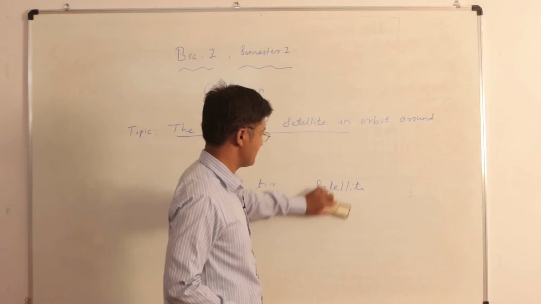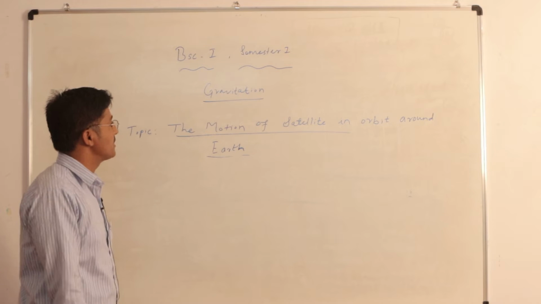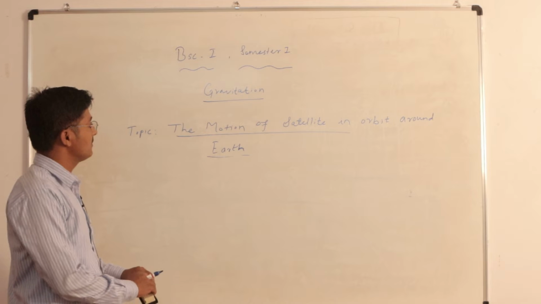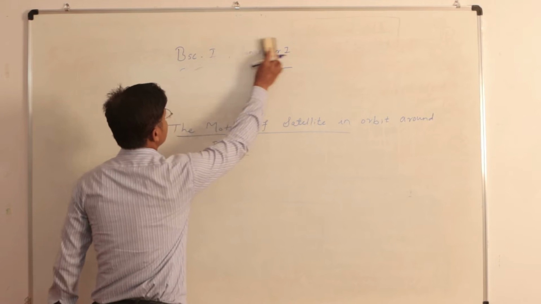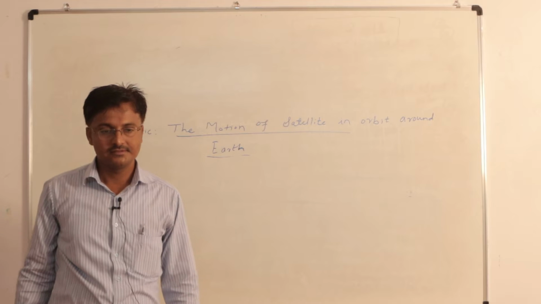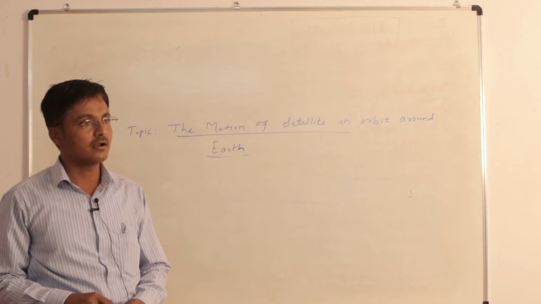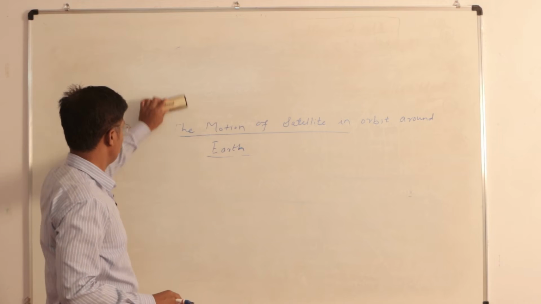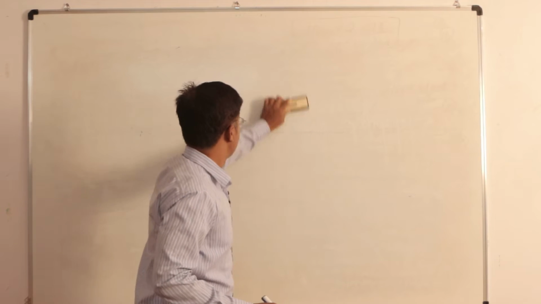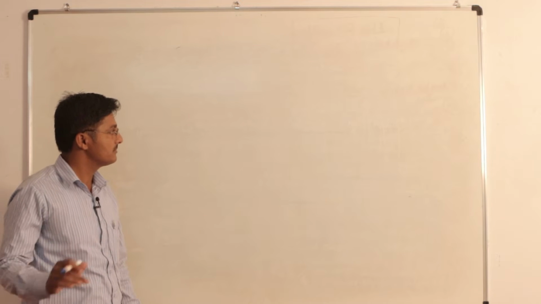We have to derive an equation for the velocity of a satellite moving in a circular orbit around the Earth surface. For this we will consider a satellite of certain mass, say small m, which is moving around the Earth surface. We'll write the initial few lines for the motion of satellite in orbit.